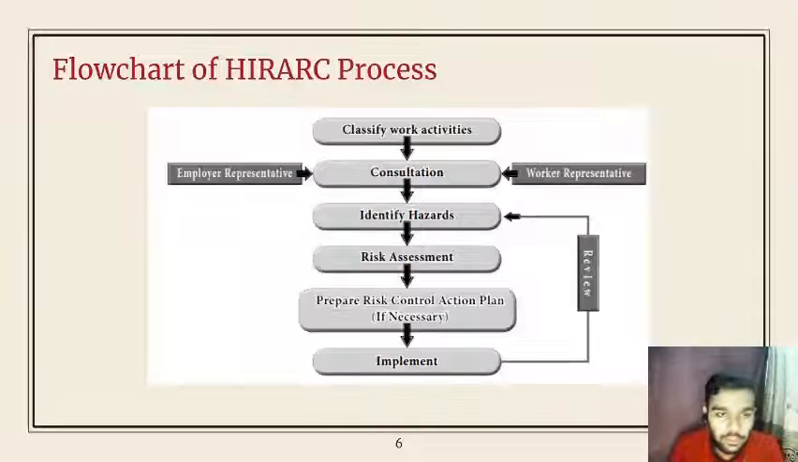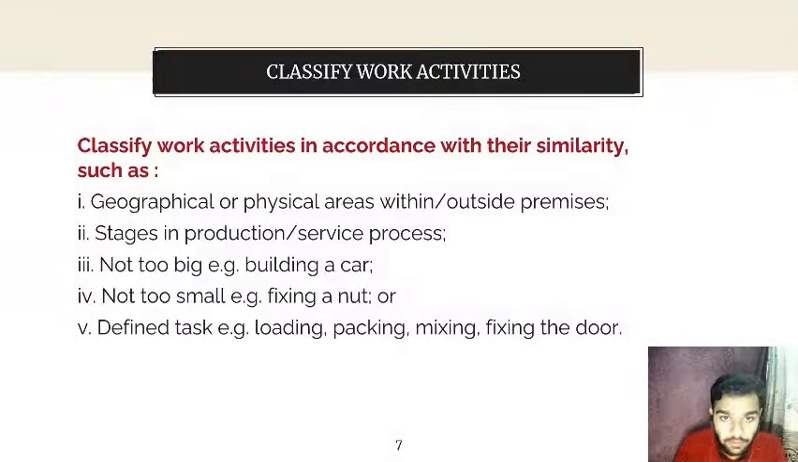Okay, now I'm going to explain the flowchart of the HIRARC process. This is the flowchart of the HIRARC process. First of all is to classify work activities. Classify work activities in accordance with their similarity, such as, first, the geographical or physical area within or outside premises. The second one is stages in production or service processes.